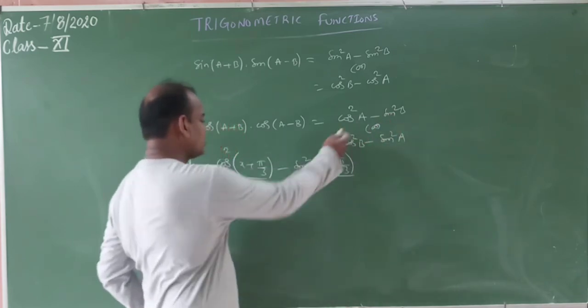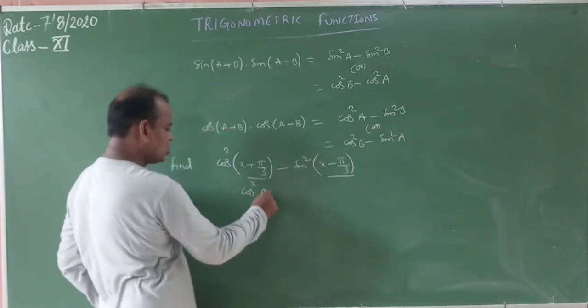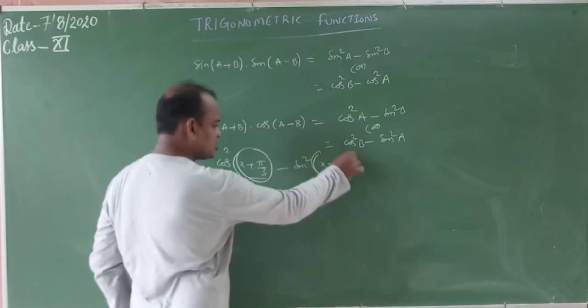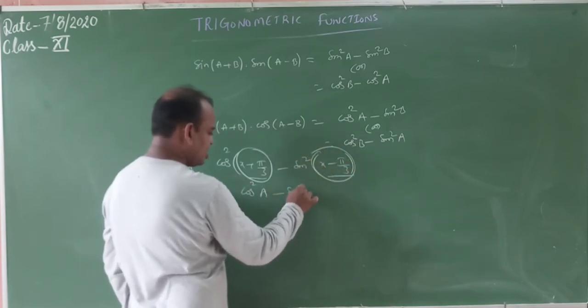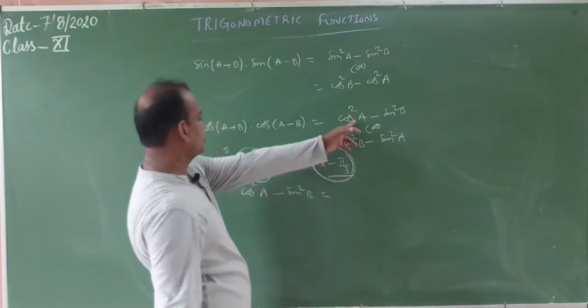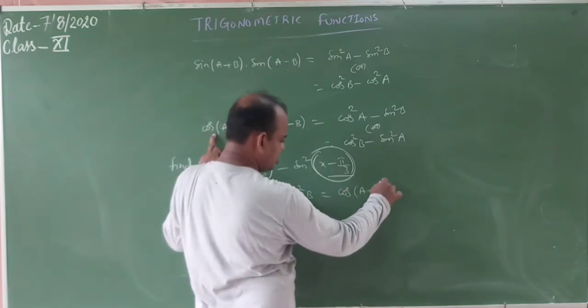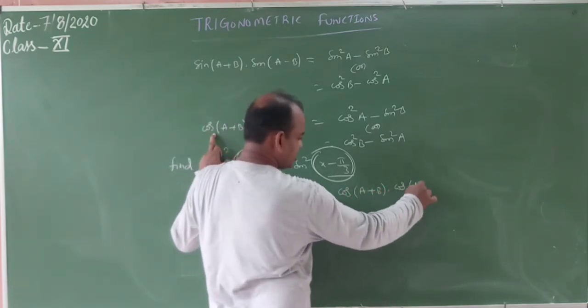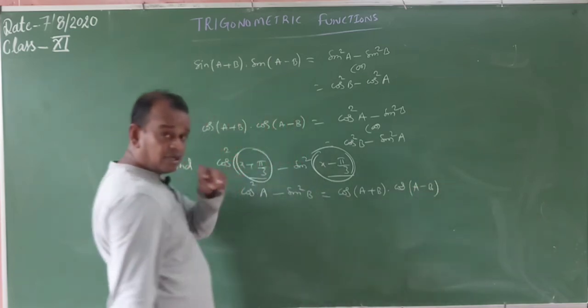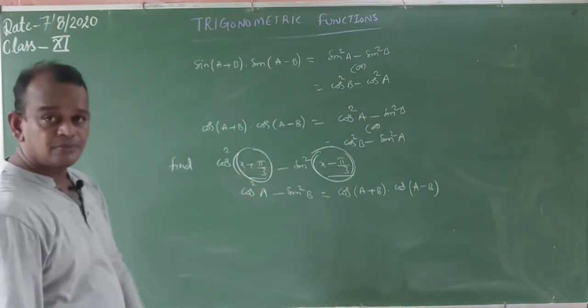What is the formula of cos square A minus sin square B? Total this is A, suppose, and this is B. Cos square A minus sin square B formula: cos of A plus B into cos of A minus B. Understood or not? Now substitute.